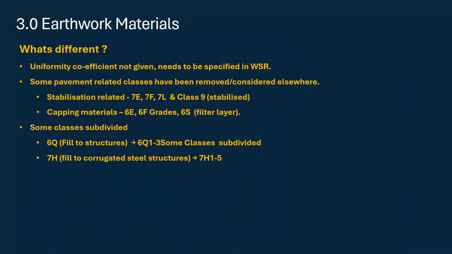There are a few slight differences. One is that uniformity coefficient is not given. Obviously, one of the granular classes, class 1B, is a uniform granular material, which can be a fine, something like a sand or a pea gravel, something similar. Usually, you assess that it's uniform by applying a uniformity coefficient to it, and usually it has to have a coefficient of 10 or less. That's not now specified anywhere or mentioned anywhere, and it needs to be specified within the work-specific requirements.